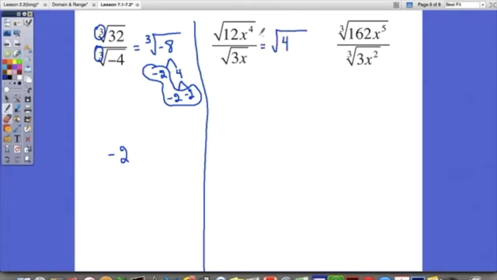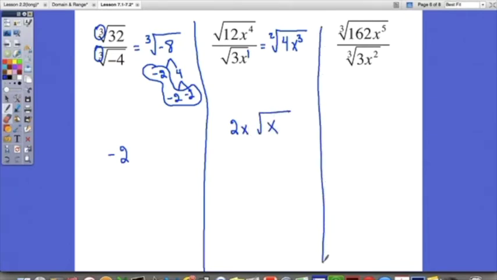So I'll have 4, okay, 4 minus 1 is x to the third. Square root of 4, this is like a 2 here, is 2. 2 goes into 3 one time with 1 left over. Okay, and same thing here. This number's a little bit big, but 162 divided by 3 is 54. And then I have 5 minus 2, x to the third. And let me rewrite that there since you can't really see that in the blue.